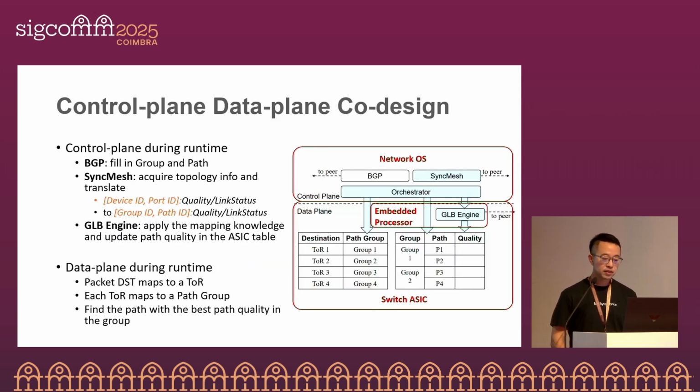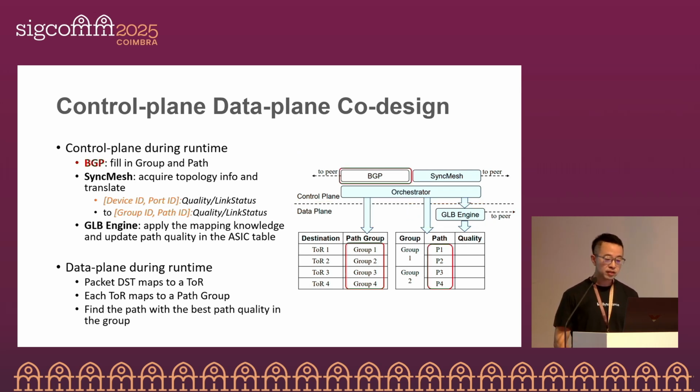So this slide shows our design to bring the control plane and data plane to work together. As you can see in the picture, there are 3 major components highlighted by the red labels: the network OS, the switch ASIC, and the embedded processor provided by the switch ASIC.